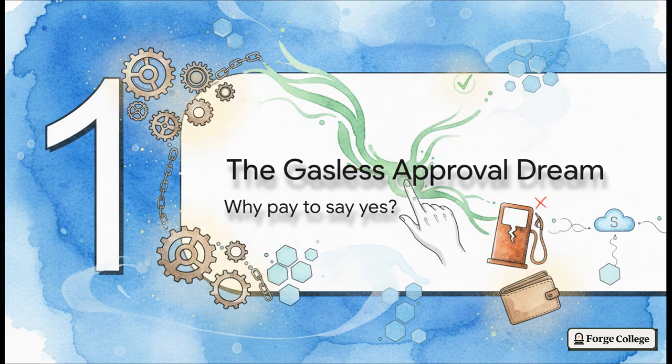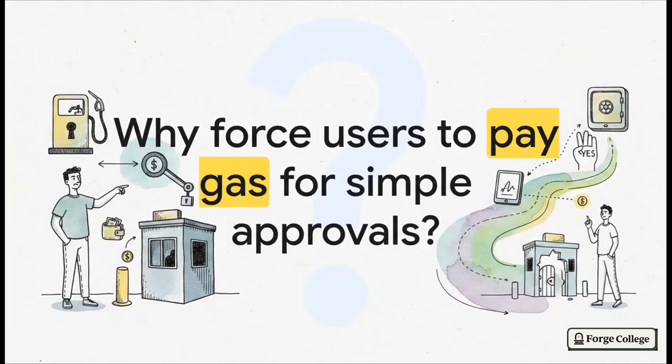Why pay just to say yes? I really want you to ask yourself, why on earth do we force users to pay gas just for a simple approval? Think about traditional blockchain interactions. If a vault requires you to grant an allowance before you can deposit or borrow, you have to submit a whole separate on-chain transaction. You have to hold the native gas token, manage two different operations, and on top of that, you're exposed to front-running between the approval and the actual use.